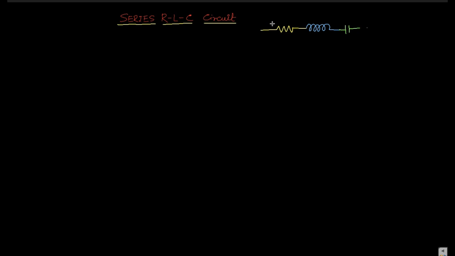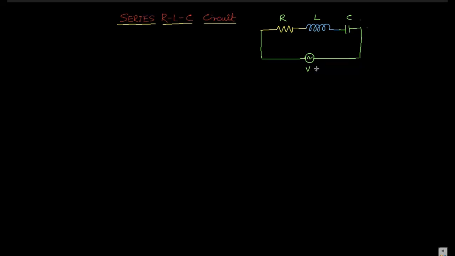So this is R, this is L and this is C. These are connected in series to each other. Okay, and we apply some AC voltage. We don't know what the voltage is, but we can take it as V. So this is the V.